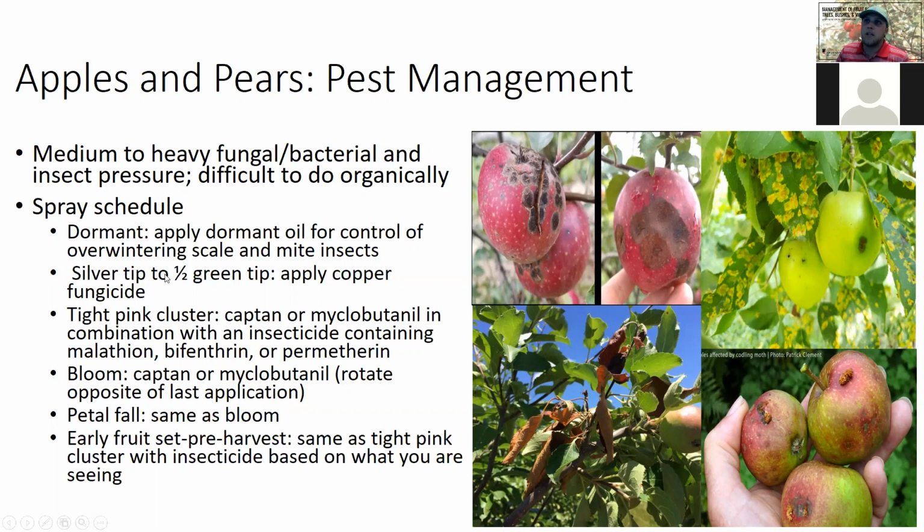At silver tip to 1/2 inch green tip, you're going to apply a copper fungicide, a copper hydroxide. These are commonly sold at Home Depot, Lowe's, most farm supply stores. This is a very important spray, particularly for fire blight. This is one you don't need to miss if you're an apple grower, or you have a home apple tree, or a newly planted apple tree.